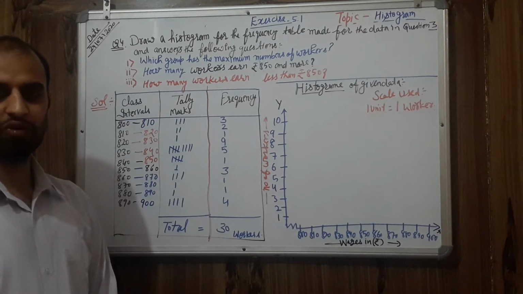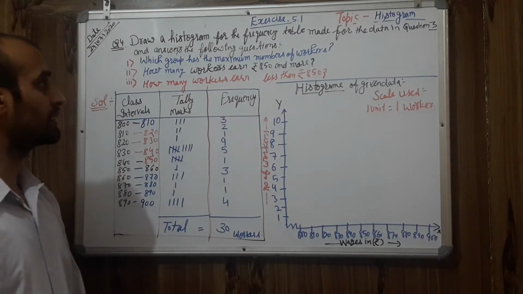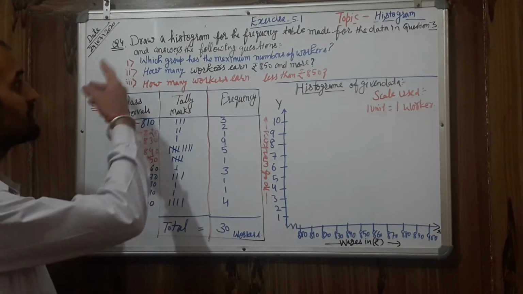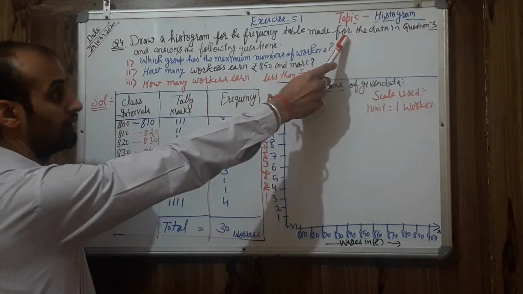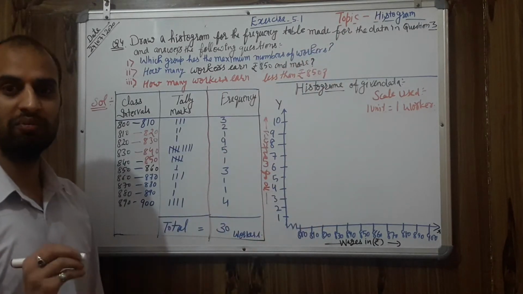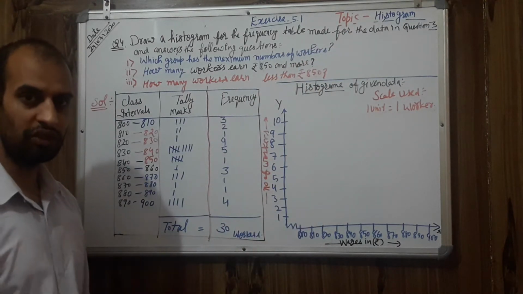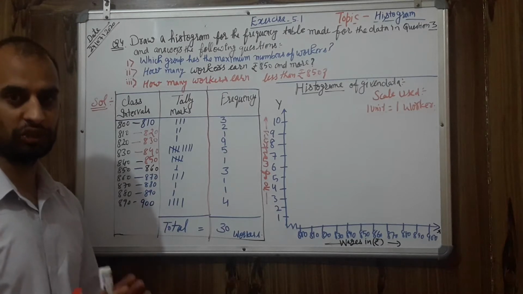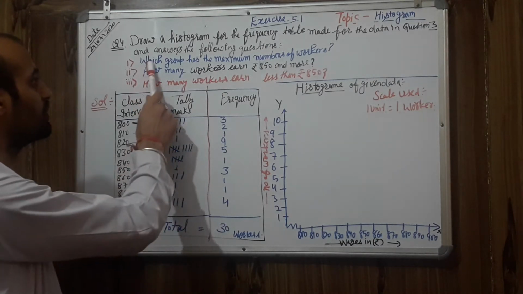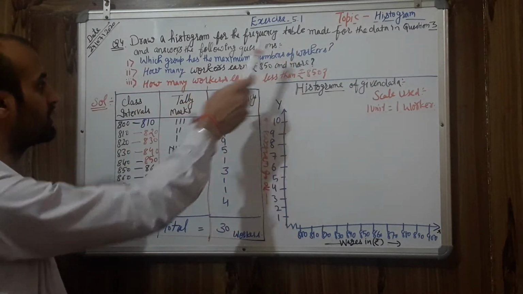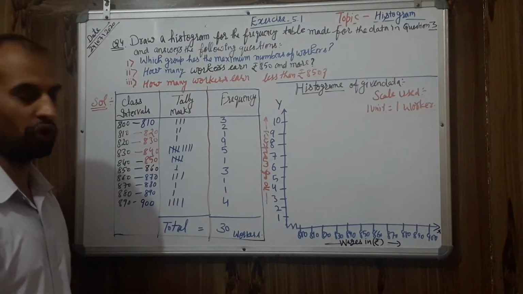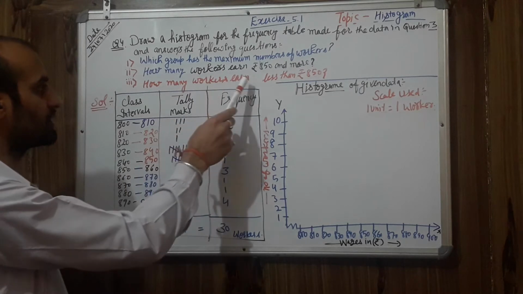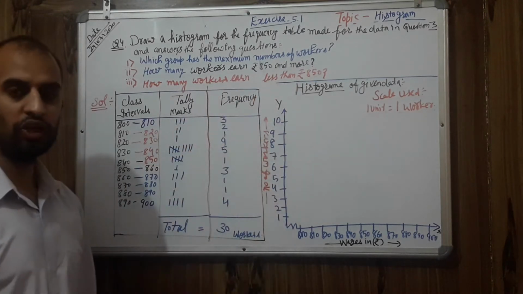So let's take question number 4 of exercise 5.1. The question is: draw a histogram for the frequency table for the data given in question number 3. That means the answer of the third question you need to represent in the histogram. And the question asks: which group has the maximum number of workers, and how many workers earn 850 rupees and more? Next, how many workers earn less than 850 rupees?